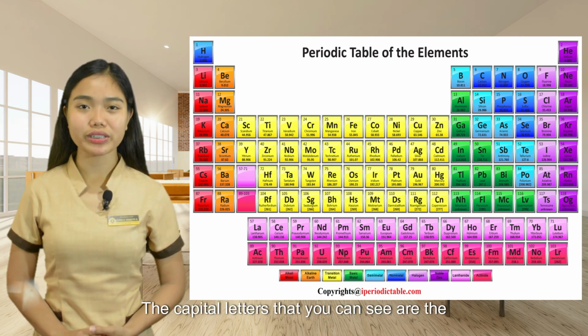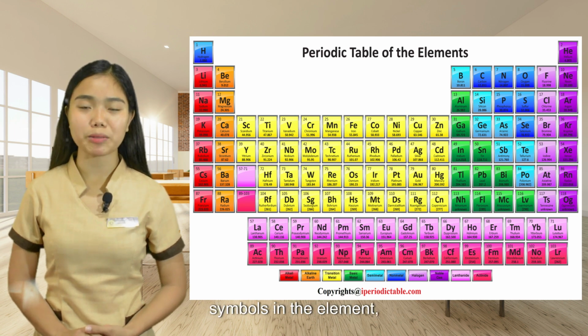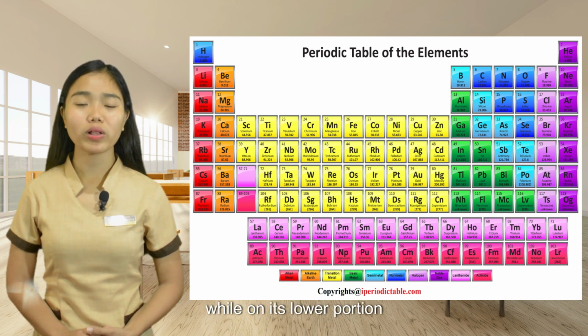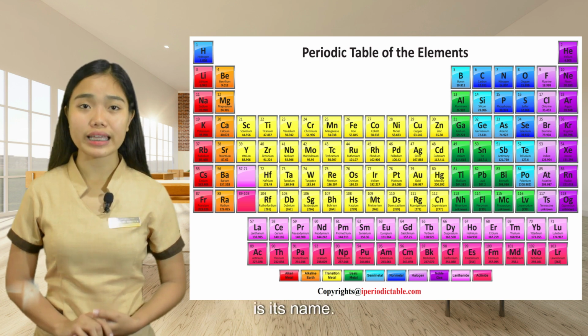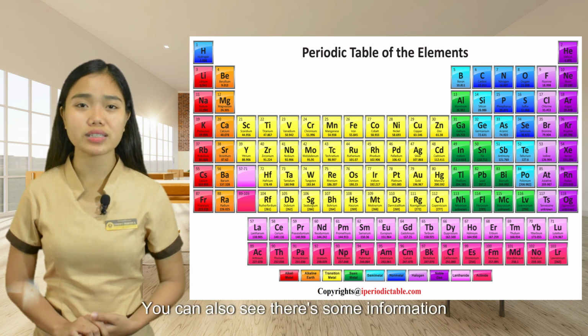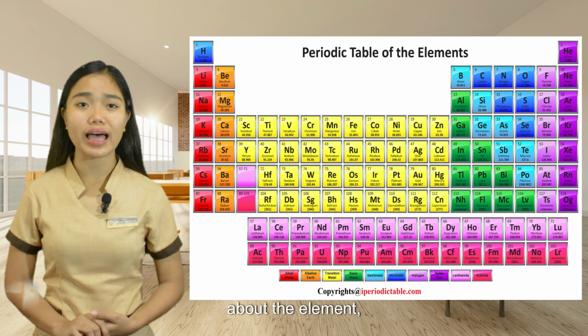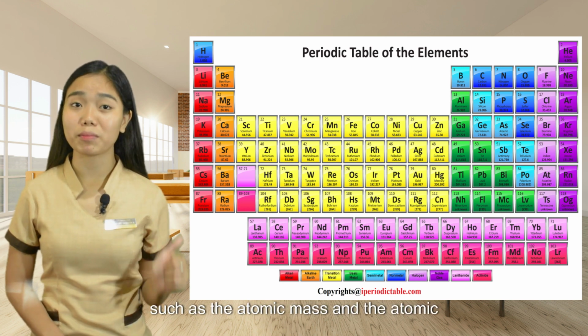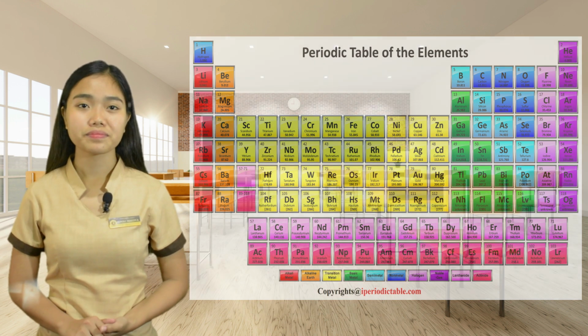The big letters that you can see are the symbols of the element, while on its lower portion is its name. You can also see there's some information about the element, such as the atomic mass and the atomic number.